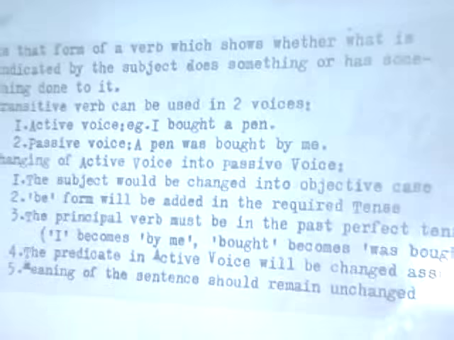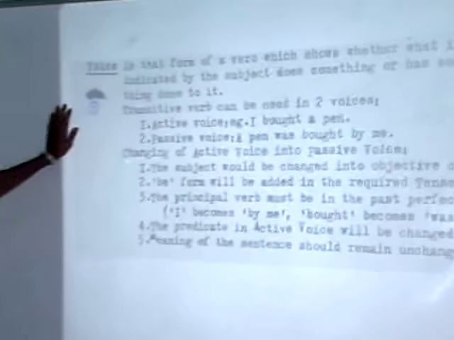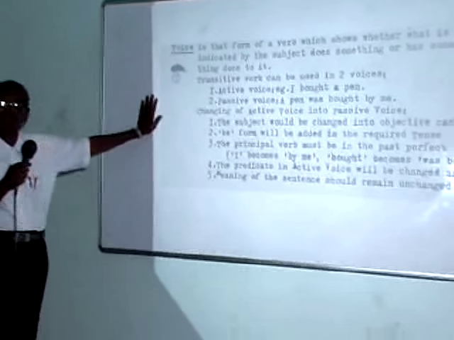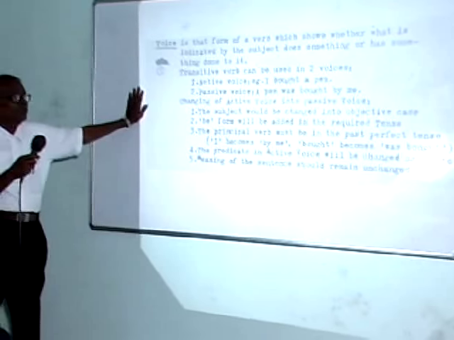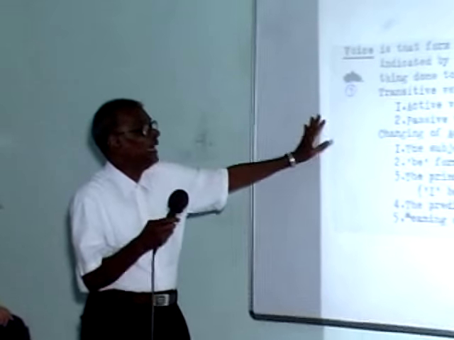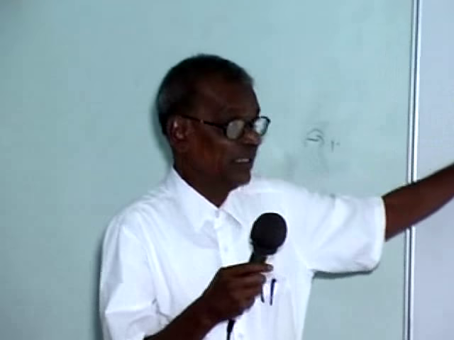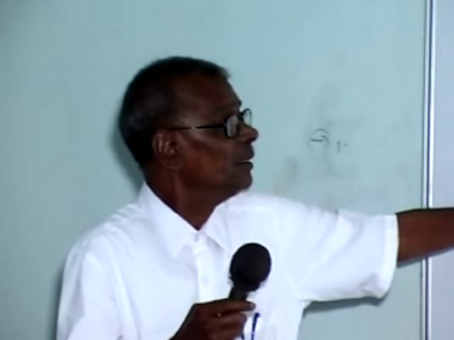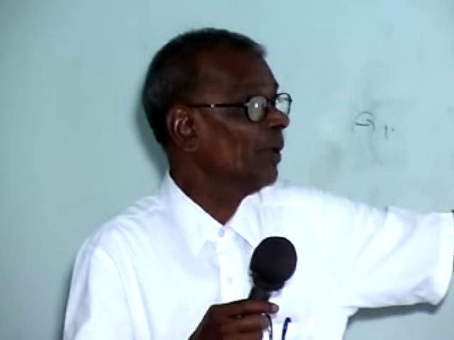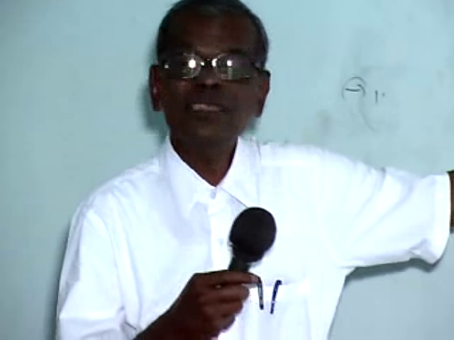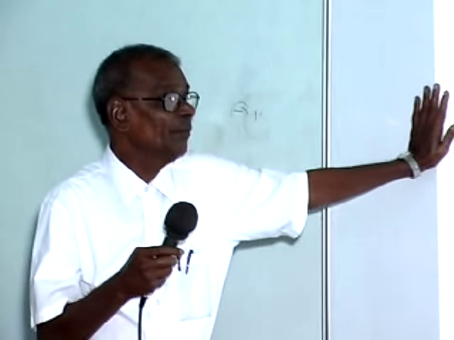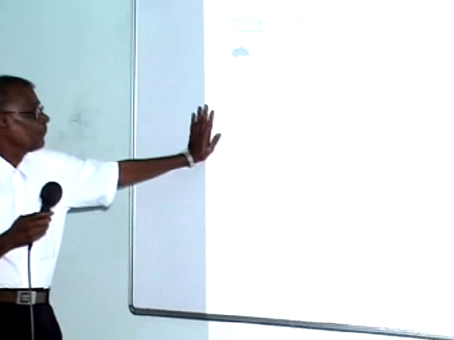Voice shows whether what is indicated by the subject does something or has something done to it. Transitive verb can be used in two voices. Active voice. Example, I bought a pen. Passive voice. Example, a pen was bought by me.